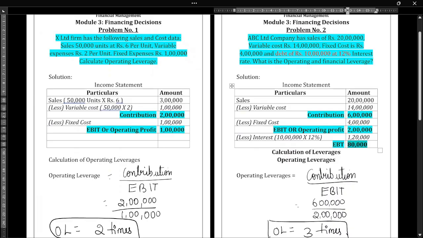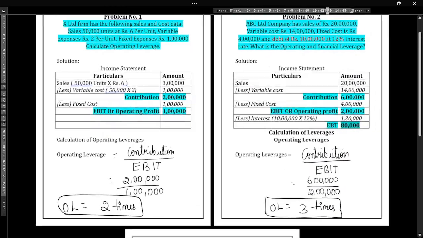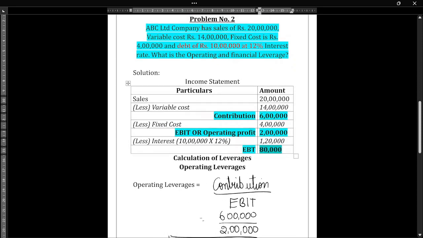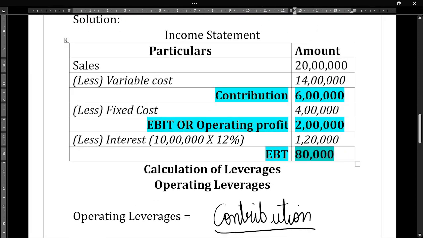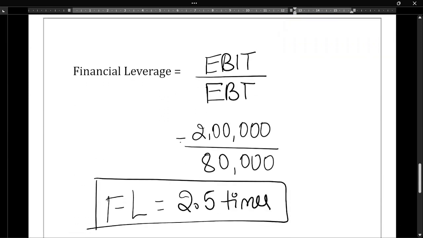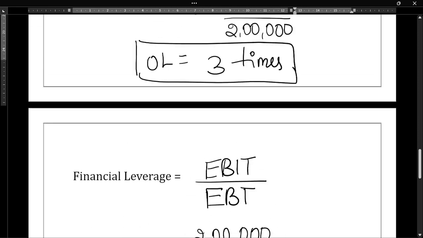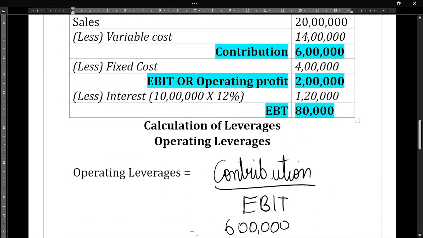Hope you have understood. So you can take the screenshot of the question. Yeah, you can take the screenshot now. So first we have to prepare the income statement. Then using the income statement, we need to calculate the operating leverages. From the operating leverages, after that we calculate the financial leverages. So in the question they have asked you to calculate operating leverages and financial leverages, and we have calculated that.